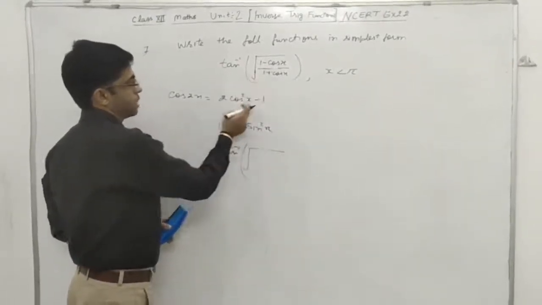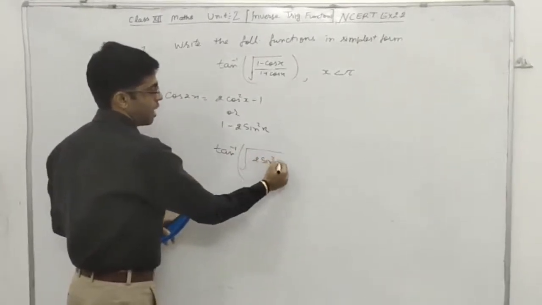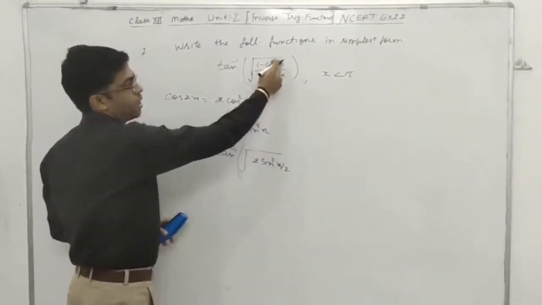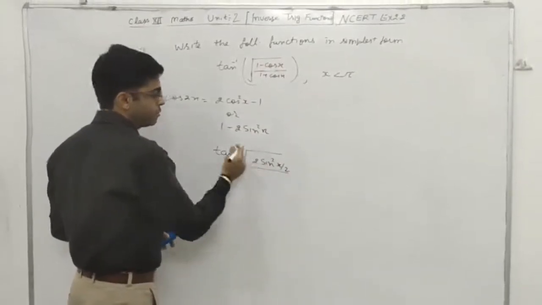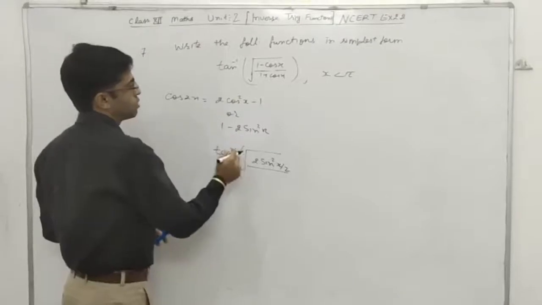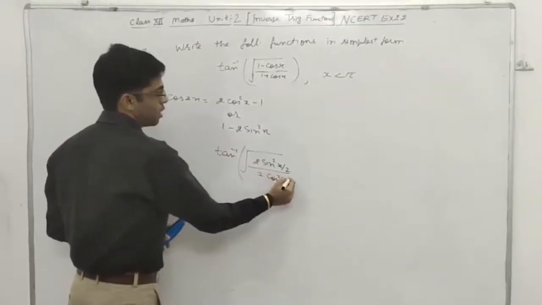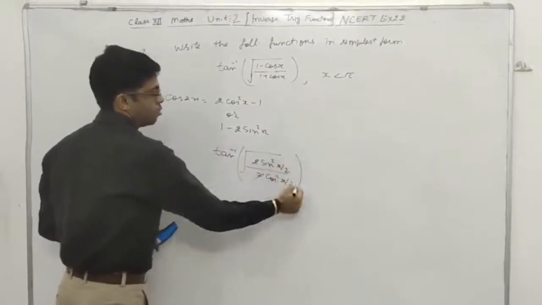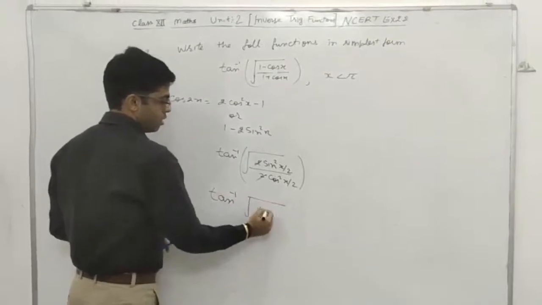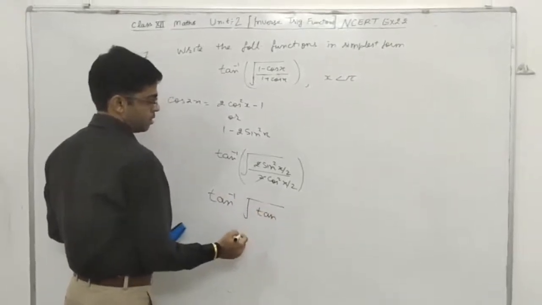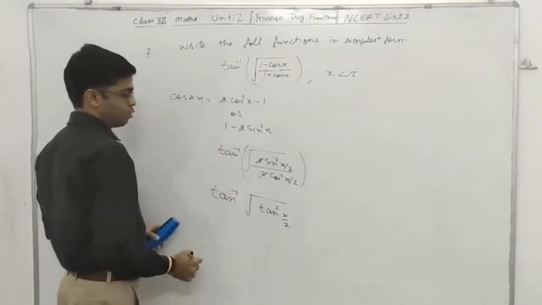1 minus cos x will be 2 sine square x upon 2, because there is already 1 x, so the angle will be half. And 1 plus cos x is 2 cos square x upon 2. So this is tan inverse root of tan square x by 2.